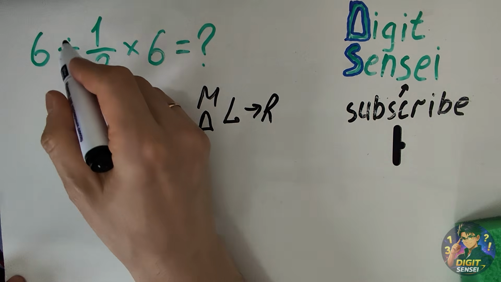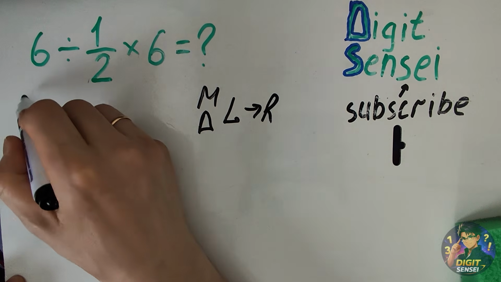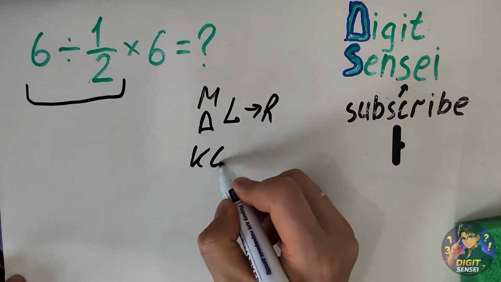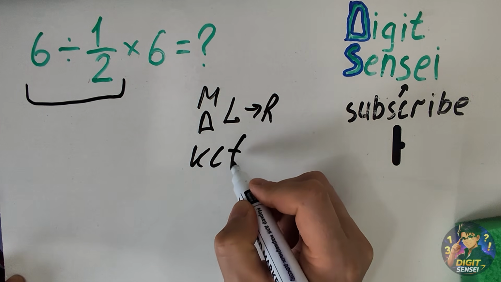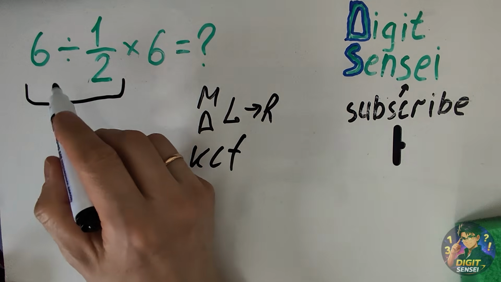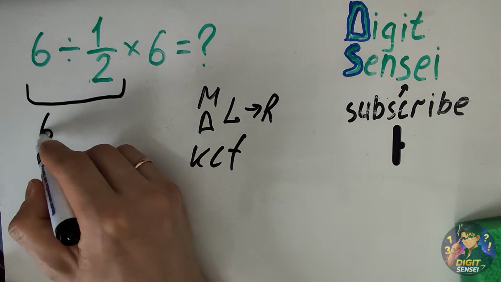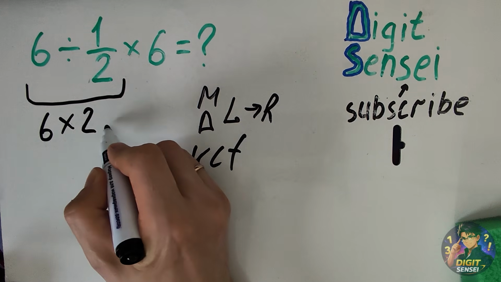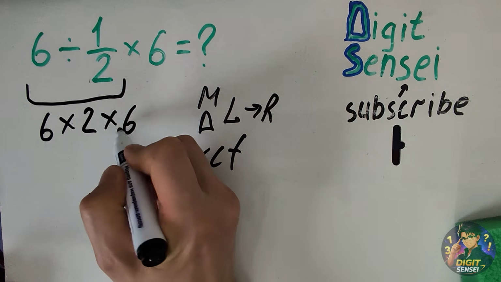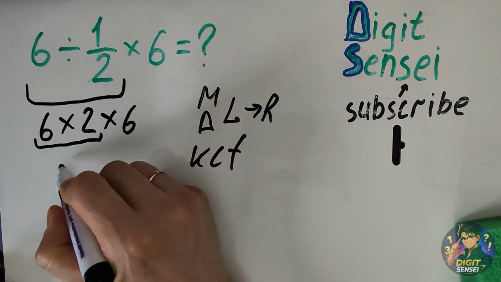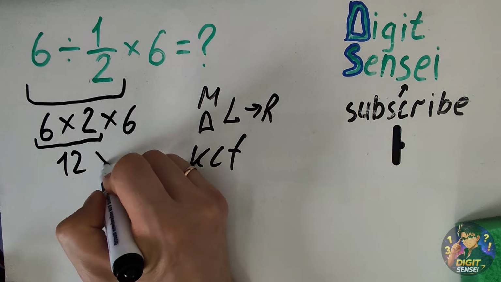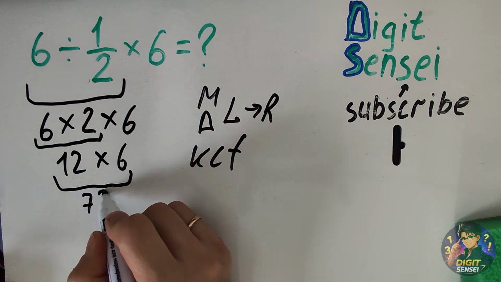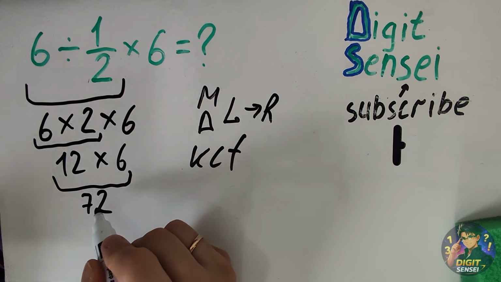So first we have to do this division. 6 divided by 1 over 2. According to the KCF rule, K stands for keep, C stands for change, and F stands for flip. We can write: keep the first fraction, change division to multiplication, and flip the second fraction. Then times 6. 6 times 2 equals 12. So 12 times 6, which equals 72. And this is our final answer to this problem.